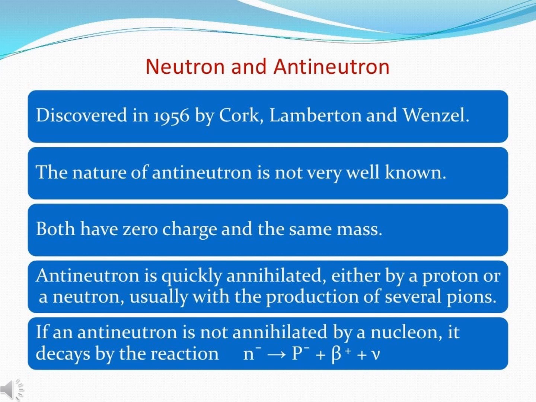If the antineutron is not annihilated by a nucleon, it decays by the reaction: antineutron gives antiproton plus beta positive plus neutrino.